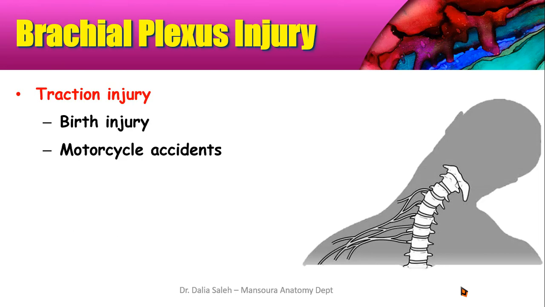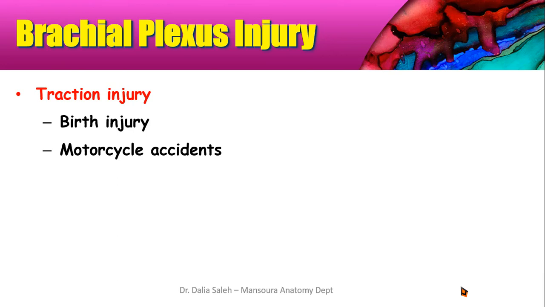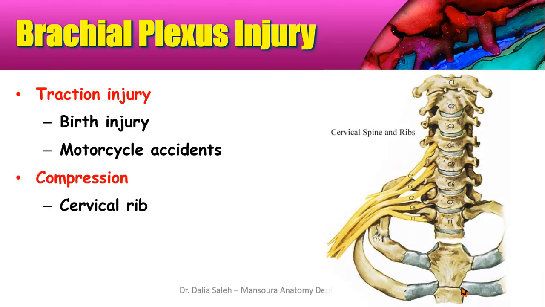The other type of injury of the brachial plexus is due to compression by a cervical rib, for example, if there is an accessory cervical rib that will compress over the roots of the brachial plexus. Also, if there is direct injury, as in stab wounds.